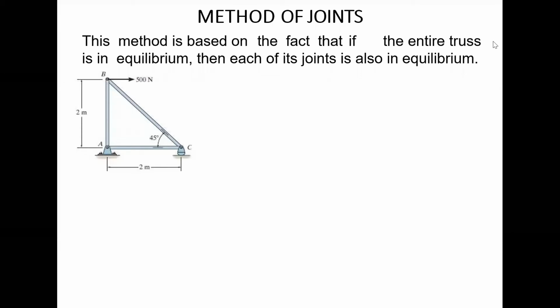Hi, in this session, we are going to use the method of joints for analyzing a truss. This method is based on the fact that if the entire truss is in equilibrium, then each of its joints will also be in equilibrium. That means if it is given that this truss is in equilibrium, and you need to find the forces in members as well as at the supports, then you can apply the method of joints and say that each joint will be in equilibrium.